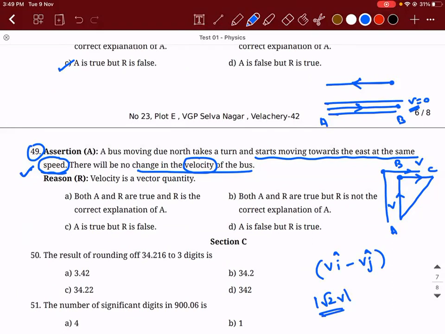Are you guys able to understand? It is root 2 times V. So the answer to this one is false. Velocity is a vector quantity. True. So A is false, R is true.